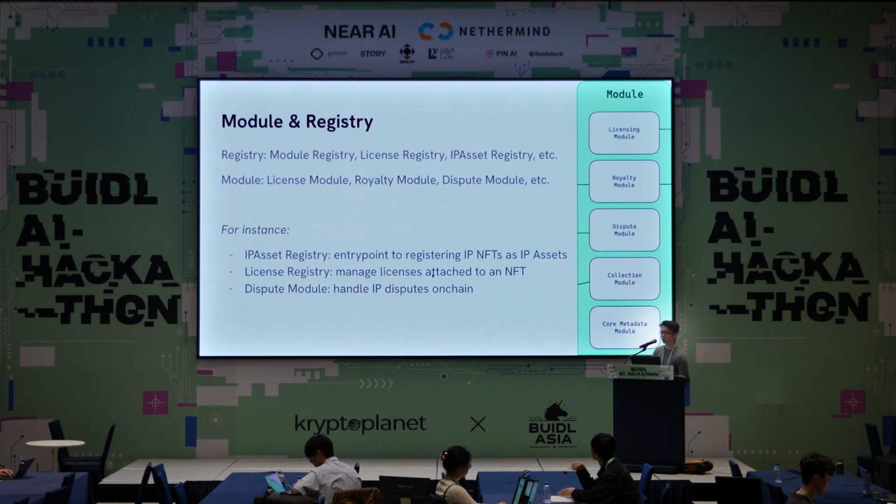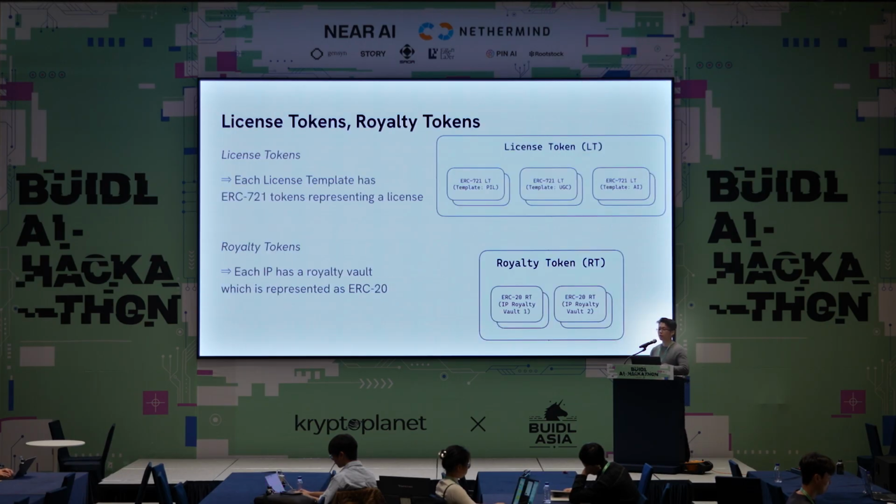So proof of creativity, we have the modules, which I'll skip over, but basically it's a way for you to interact with the stories, royalty, license, dispute, and etc. We have the license token and royalty tokens. One of them, the license token, is ERC 721. And when you create an IP, you can specify the license terms. For example, commercial or non-commercial usage. And you can start selling tokens to your license, and we call them license tokens.